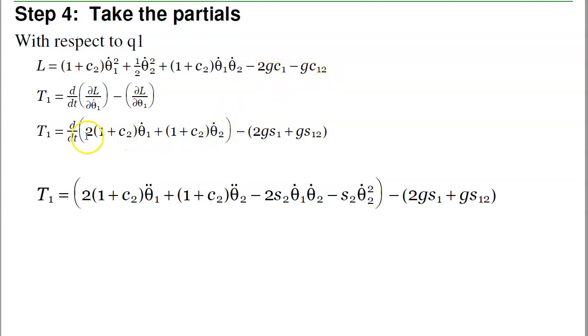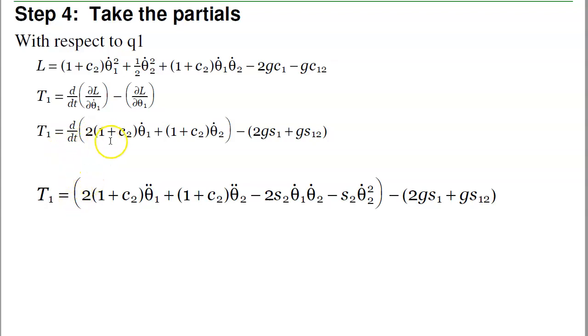So here's the partial with respect to theta 1 dot, minus the partial with respect to theta 1. Again, no theta 1s, no theta 1s, no theta 1s. There's the theta 1. That gives you minus 2g sine theta 1 plus g sine of theta 1 plus theta 2. Now take the full derivative.